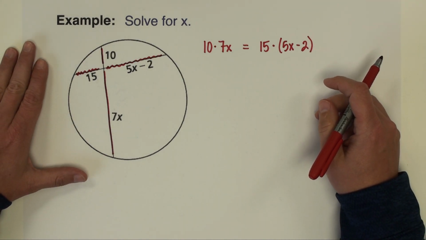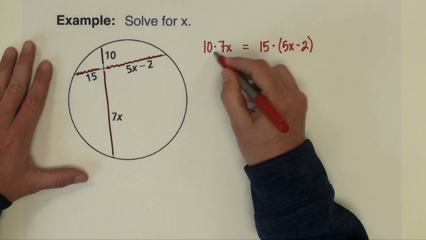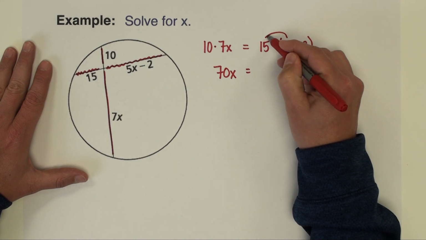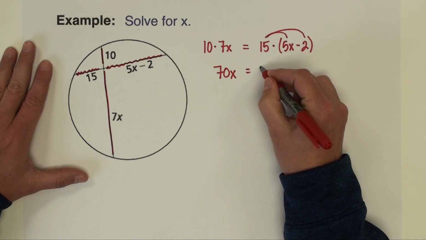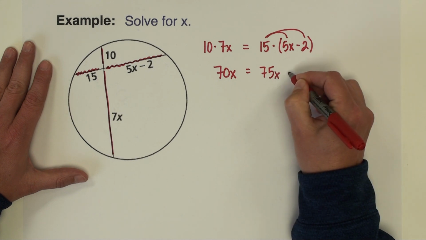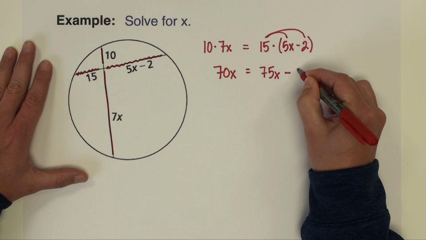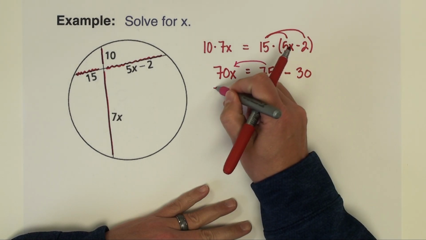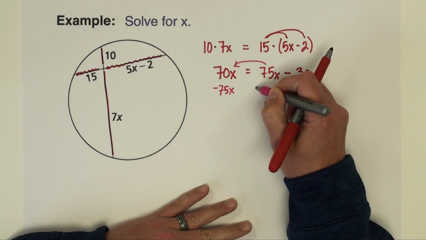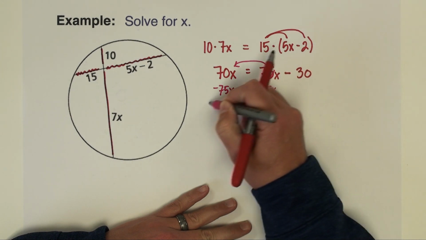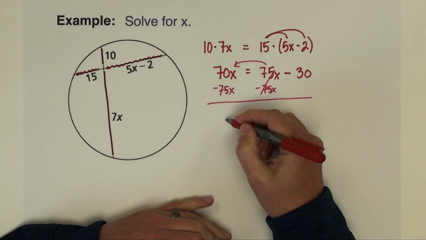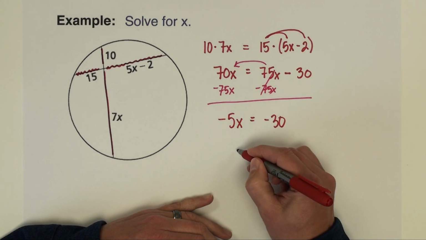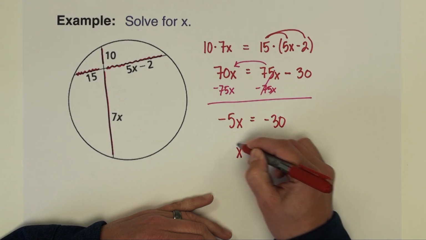If we go off of that theorem, now we just need to solve this equation. 10 times 7x is 70x, equals, we'll distribute the 15. So 15 times 5x is 75x, and then we'll have minus 15 times 2, which is 30. And take the 75x and subtract it over to this side. So I've got negative 5x equals negative 30. And if I divide by negative 5, we get x equals 6.